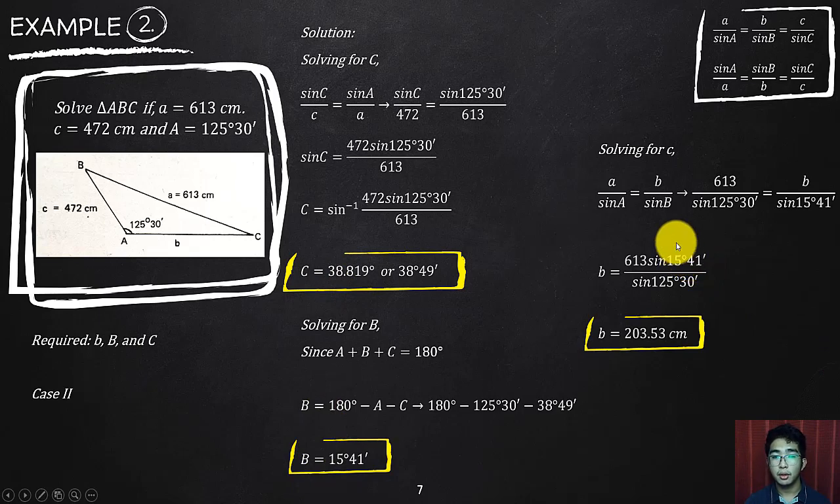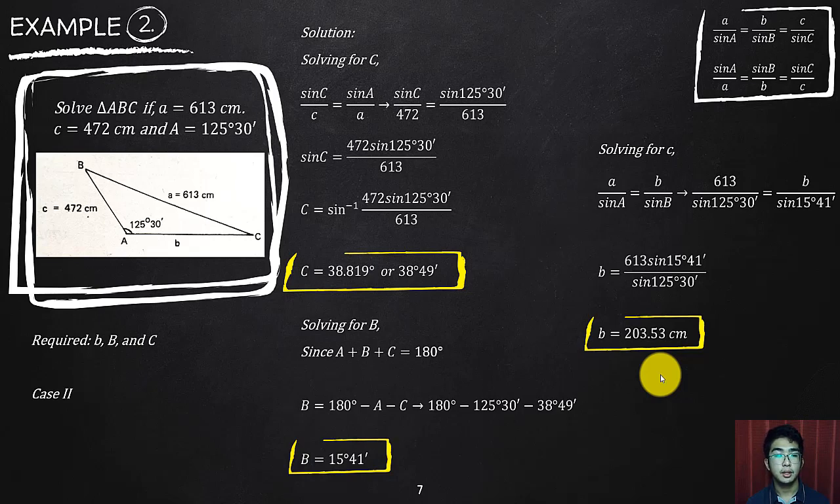So we want to be as thorough as possible, as independent as possible. But if this is the only solution possible, then you might want to double check or triple check your input in your calculator so that errors will be minimized. Here, inputting the values, the only unknown is side B. Cross multiplying, this is your side B. Solving for it, you get 203.53 centimeters. That is now the complete solution of your oblique triangle.